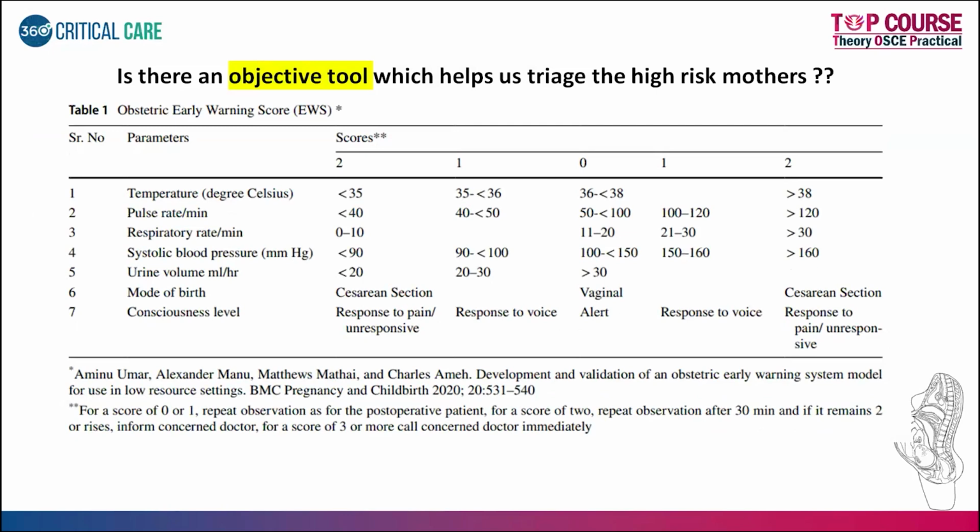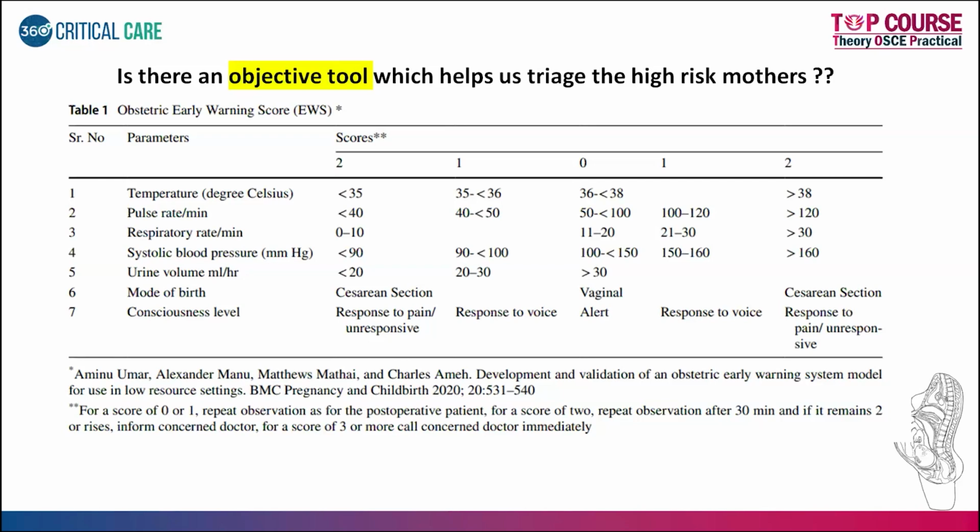on an hourly basis, and whenever the score is more than 3, then it has to be apprised to a doctor, especially an obstetrician, or else if there is any other intensive care being involved with obstetrics, they have to be apprised. So what are the parameters that are involved in the obstetric early warning score? It's temperature, pulse, respiratory rate, systolic blood pressure, urine volume, mode of birth.